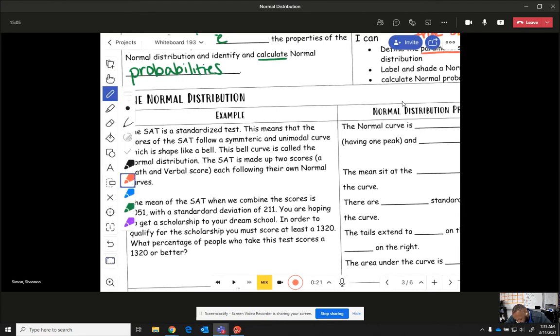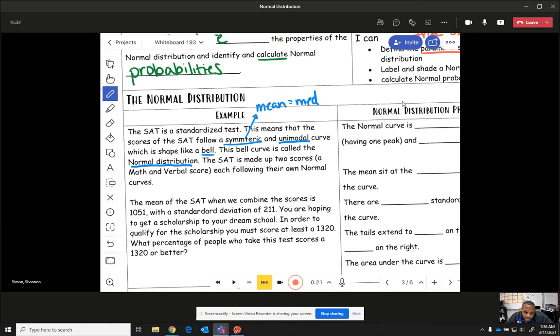Recall that the word symmetric just means that your mean is equal to the median. That's the first thing I'm saying: the mean is equal to the median. Unimodal means it has one peak. So there's one peak and it's symmetric, so everything starts to fall from the peak. When you get that, you get your bell shape, and the bell shape introduces the normal distribution.